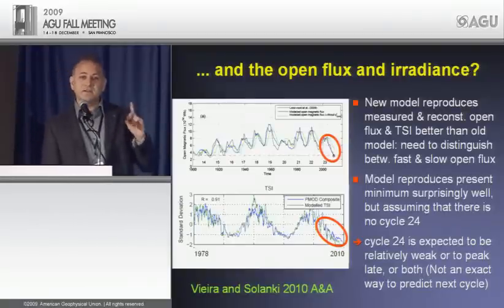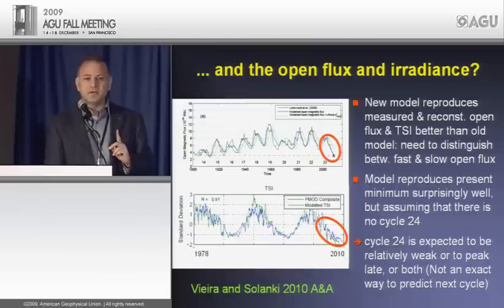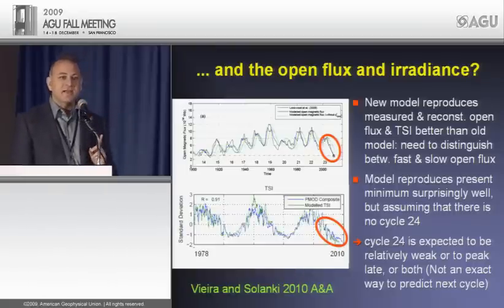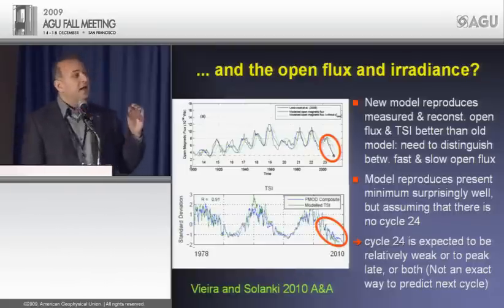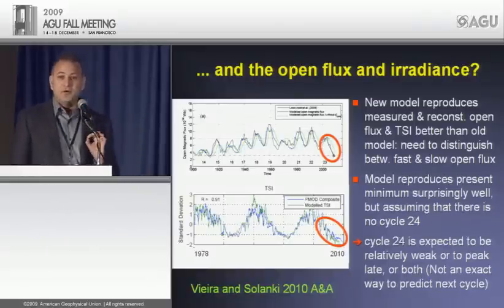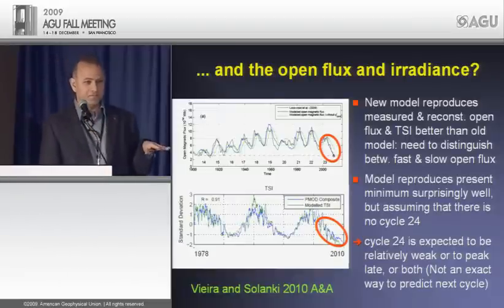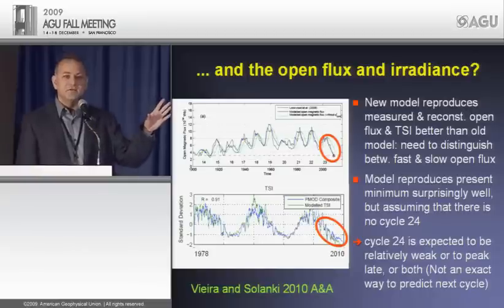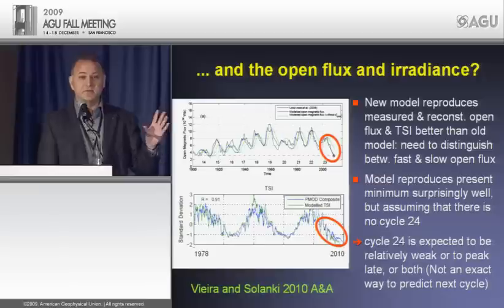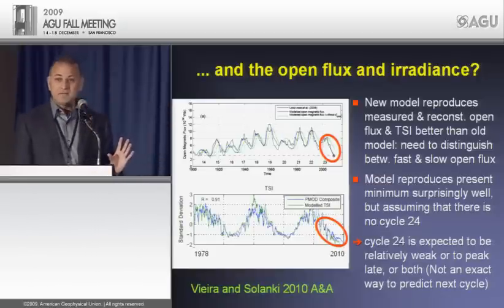Now, if you listened carefully two slides ago, you will be wondering now, what did they do about cycle 24? Because remember, we are talking of overlapping cycles. What we did about cycle 24, because we don't know how strong it will be, we just assumed there is no cycle 24. So there is no cycle 24 in this model, and the model then reproduces the data extremely well. Does that mean we are going to go into a Maunder minimum-like event?